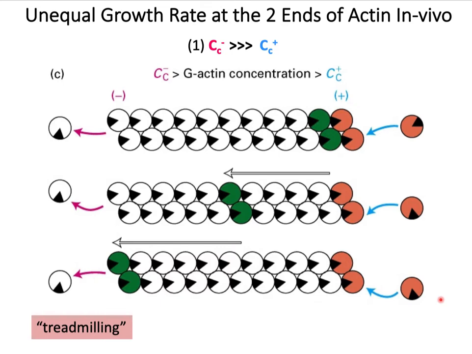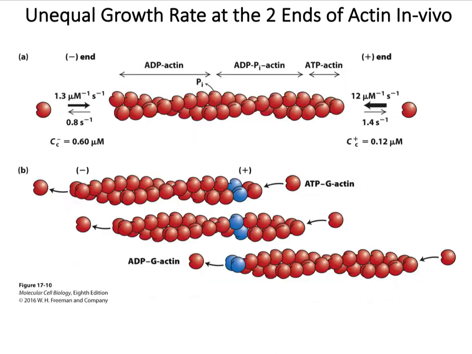So the first reason there is unequal growth at the ends in vivo is because of the differences in the critical concentration of the minus and the plus end. So this is what it looks like with the numbers. The kinetic experiments have shown the rate of addition of the ATP G-actin is 12 micromolar per second at the plus end and 1.3 micromolar at the minus end.